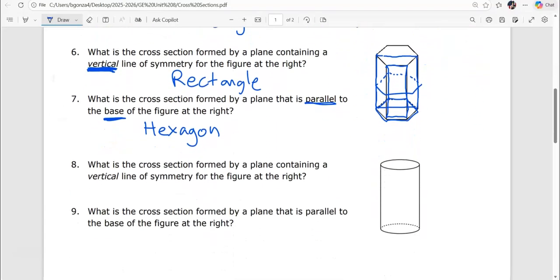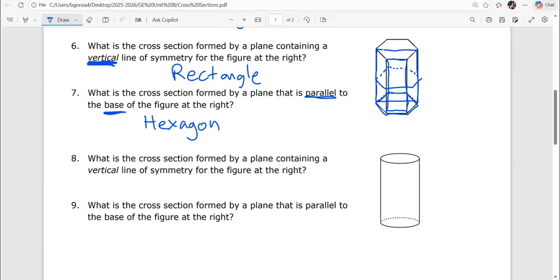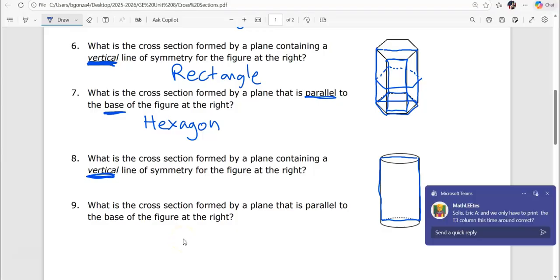Now here's a weird case. What if it's a cylinder? Number 8 says, what if you cut this cylinder vertically? So let's think about this. If I cut it straight across, straight up and down, if I cut a cylinder straight up and down vertically in half, what am I seeing right there? A rectangle is correct. Correctangle.